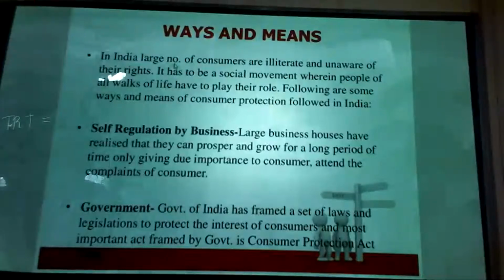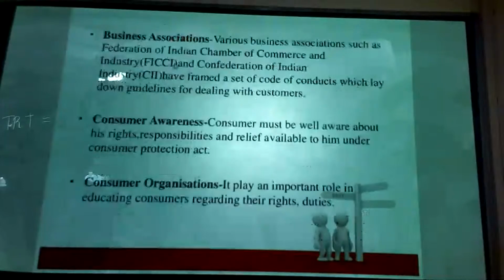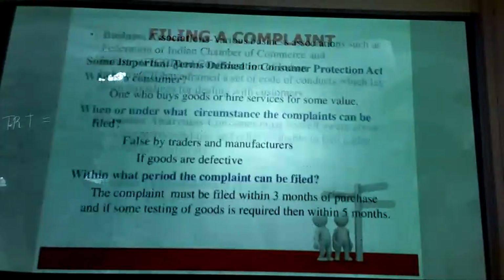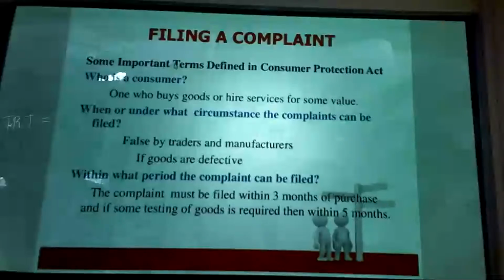Next one I will go for. Next. Yes, wait. Before.